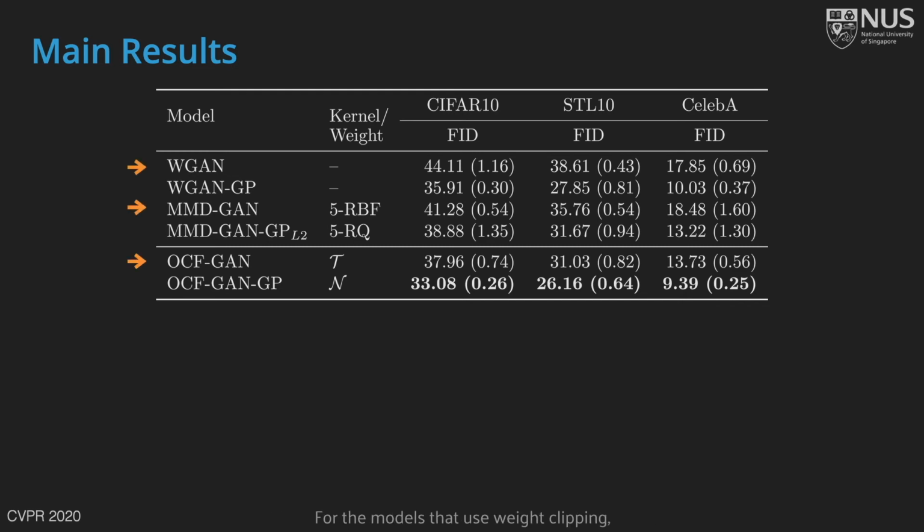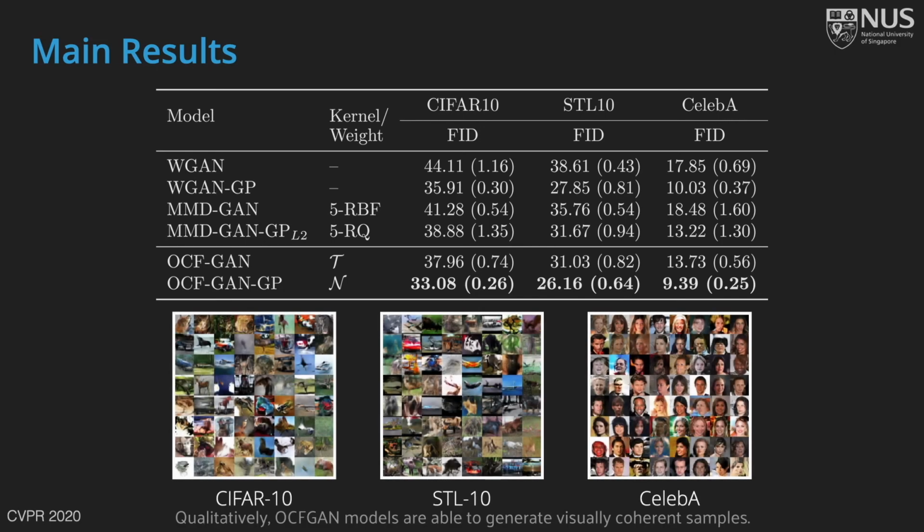For the models that use weight clipping, OCF GAN with t weighting distribution performed the best. For models using gradient penalty, OCF GAN GP with normal weighting distribution performed the best. It is interesting to note that OCF GAN with just one weighting distribution performs better than MMD GAN models which use a mixture of 5 different kernels. Qualitatively, OCF GAN models are able to generate visually coherent samples.